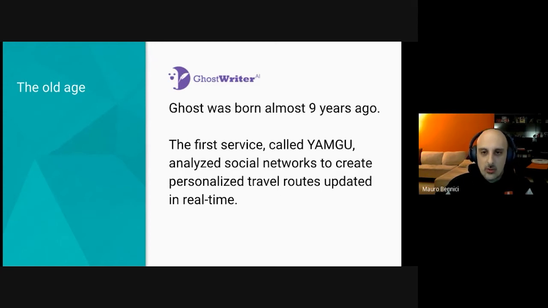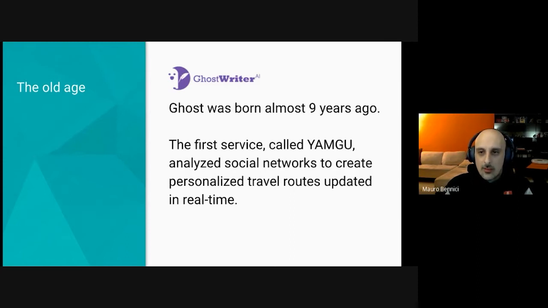The first project that used the Ghostwriter AI algorithm was called Yangu. Yangu was a preview of Google Trips, creating personalized routes. If I said I want to visit Rome, Ghostwriter would scrape what is going on in Rome: the events, the museums, the tickets. Knowing my preferences and the preferences of my friends, it created a real-time guide with text, opening hours, and ticket buying.